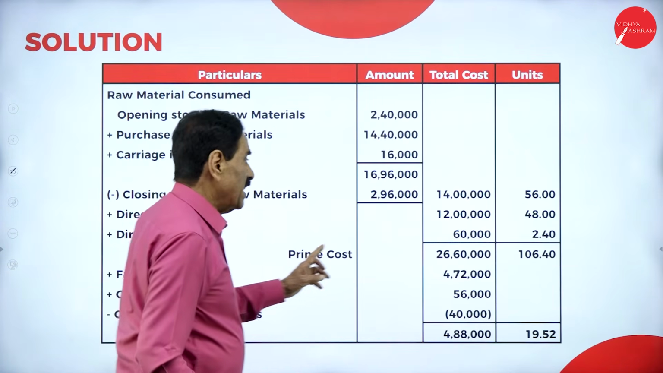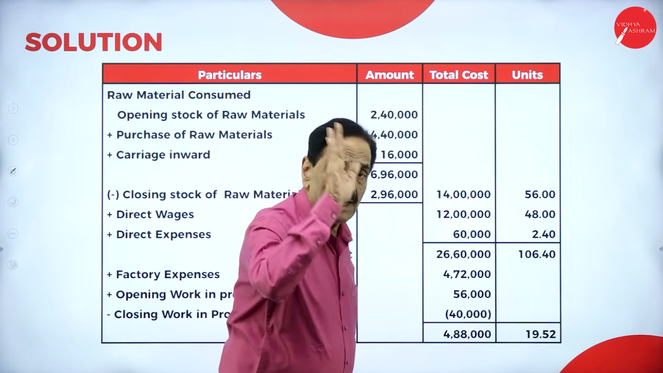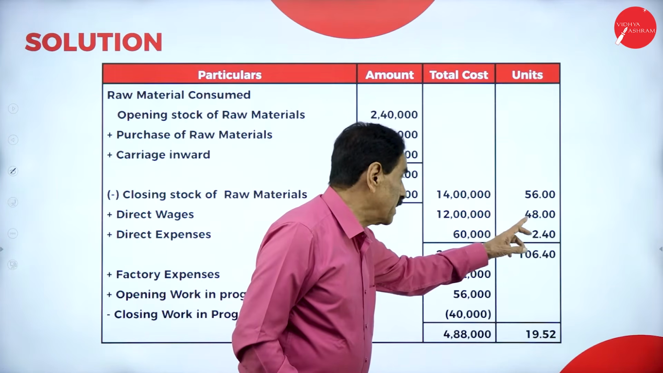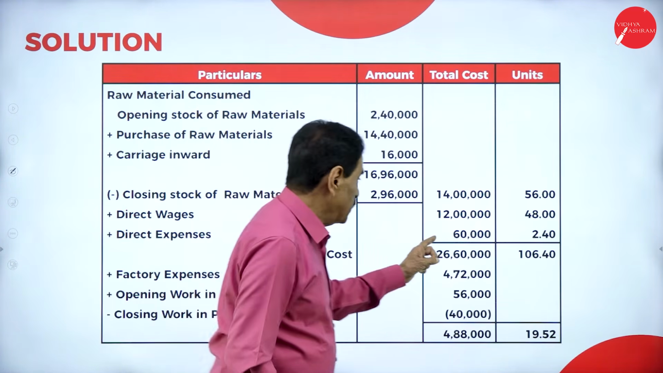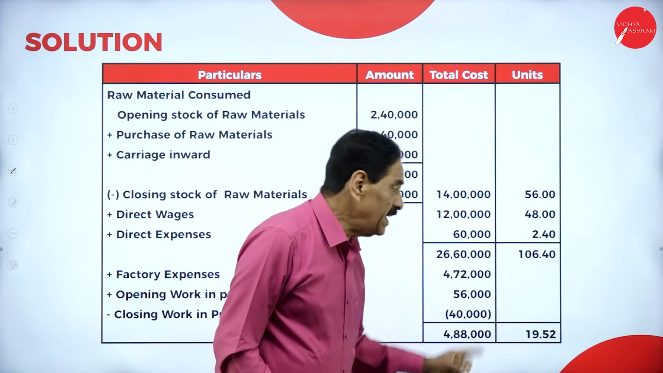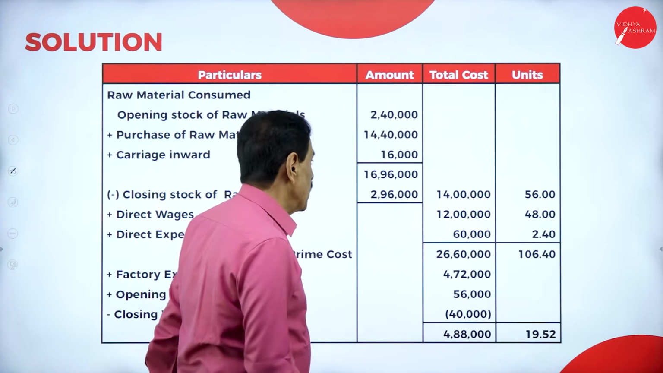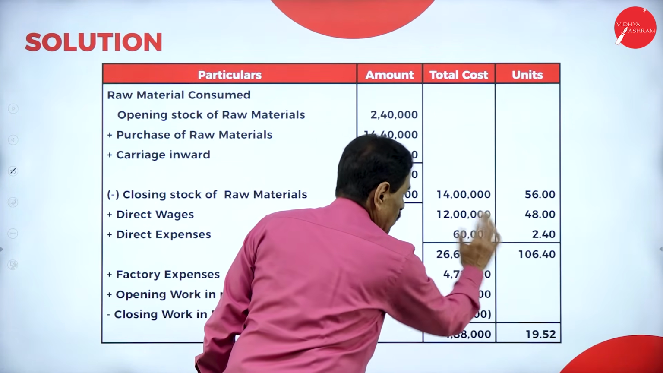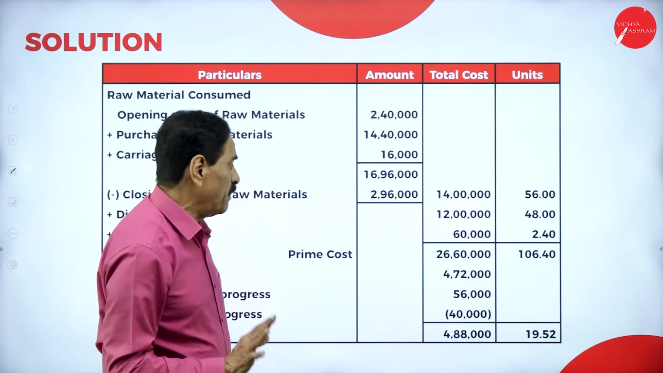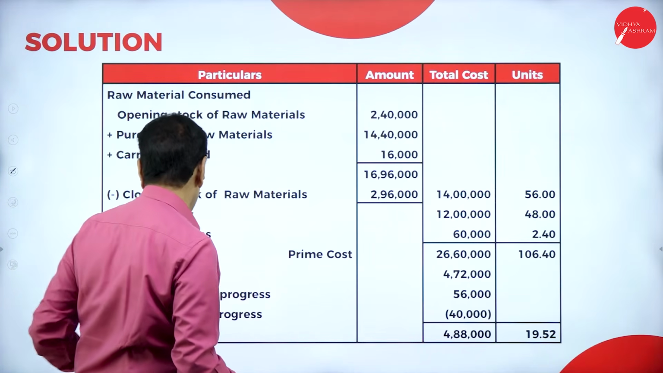Add direct wages 12 lakh, divided by 25,000, it becomes 48. Add direct expenses 60,000. If we divide, it is 2 rupees 40 paisa. If we add this now, it will come 26 lakh 60,000, 106.40 per unit. This is the prime cost.